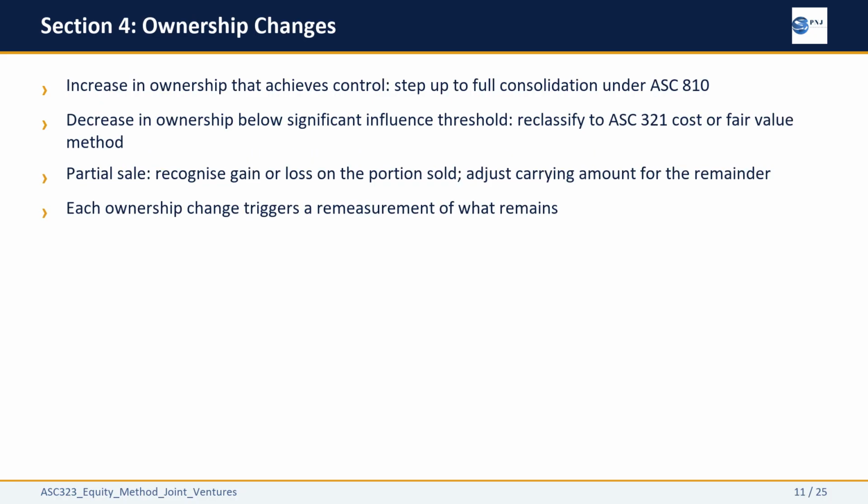Ownership changes introduce complexity. If you acquire more shares and gain control, you step up to full consolidation and remeasure the prior equity method investment at fair value on the acquisition date. If you sell shares and fall below the significant influence threshold, you reclassify the remaining stake to the cost or fair value method under ASC 321. In each case, the change triggers a remeasurement and typically recognition of a gain or loss.